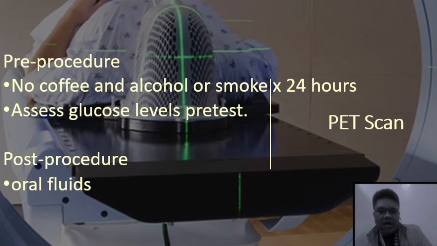So class, prior to the procedure, your patients are advised not to take coffee, alcohol, and smoke within 24 hours. Then you need to assess the glucose levels pre-test because class, very high and very low glucose levels could possibly affect the result of your PET scan. Then class, post-procedure, since we use radioactive substances, we would want to have fluids for this patient so that the radioactive substance would be excreted from the body.